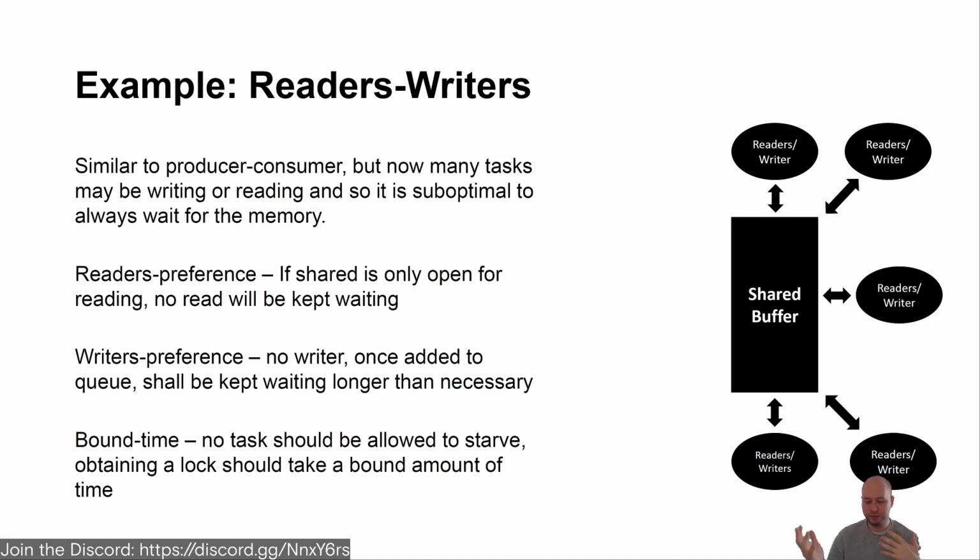And then there's a third option here, which is what's called bounded time, where no task is essentially allowed to starve. Obtaining a lock or obtaining access to the memory should only take a bounded amount of time. And this one is actually pretty effective, but it also means that we may have to interrupt a writer or interrupt a reader, and so our system has to be a little bit smarter about how to deal with those scenarios.